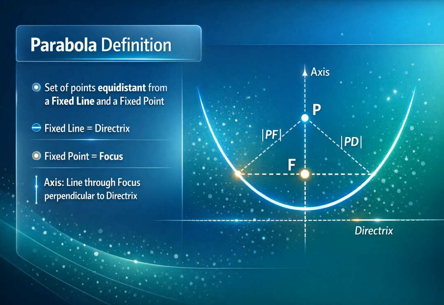A parabola is the set of all points equidistant from a fixed line called the directrix, and a fixed point called the focus. The focus must not lie on the directrix. The axis of the parabola is the line through the focus perpendicular to the directrix. The vertex is where the parabola intersects its axis.